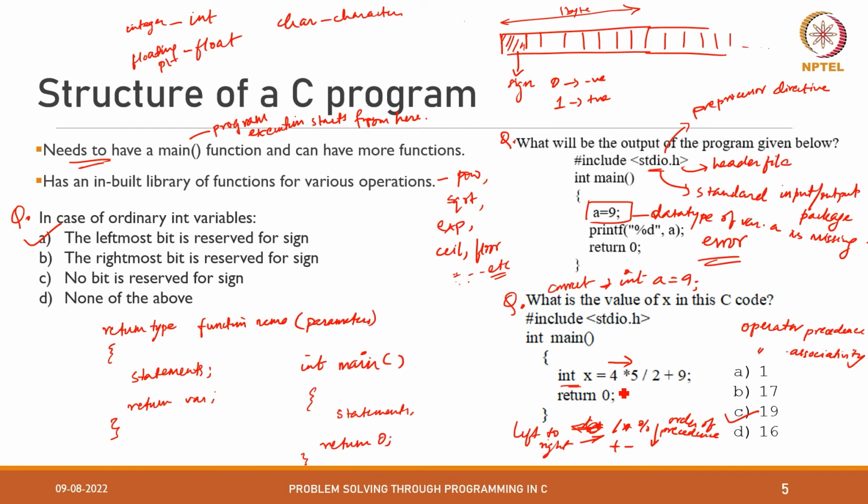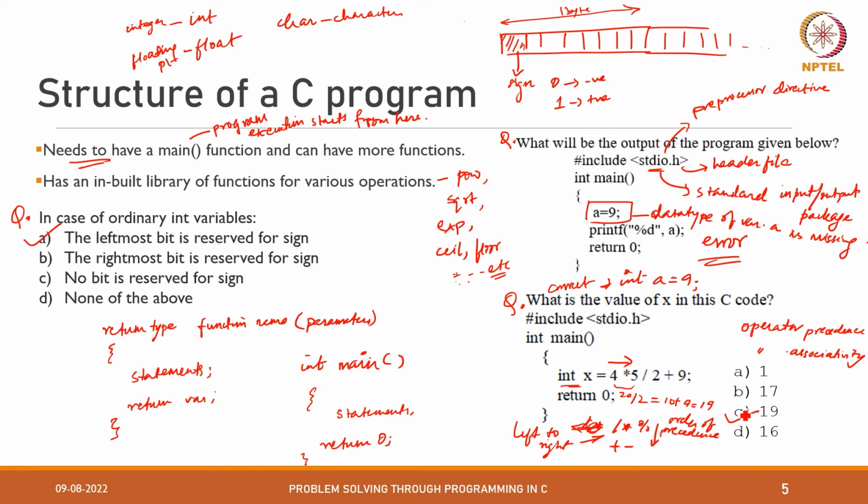So we start from the left, evaluate 4 into 5 first, which gives us 20, then divide by 2, which gives us 10. Then finally, the operators of higher precedence are over, so we go for the addition, which is the lower precedence operator, and we finally get 19. I hope that is clear. First the multiplication takes place because we evaluate from left to right, so this is 20, then the division to the right of it, 20 by 2 is 10, then finally addition, which is lower precedence, so plus 9 gives 19.